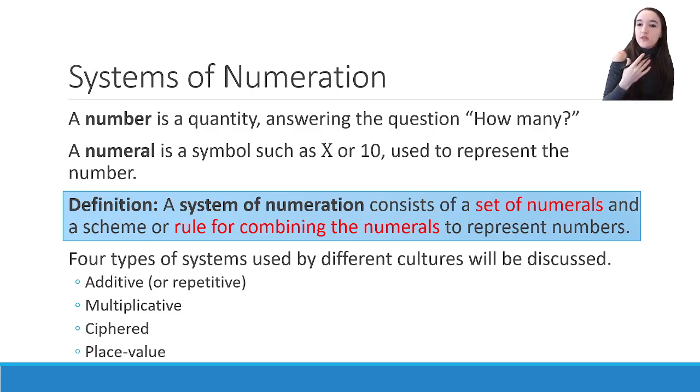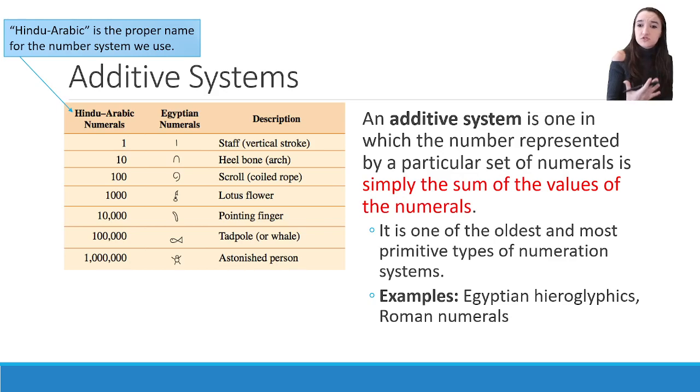So before we get into exploring the number system that we're used to, we're going to look at some historical number systems to compare it to. So first we will start with the additive systems. An additive system is one in which the number represented by a particular set of numerals is simply the sum of the values of those numerals. It's one of the oldest and most primitive types of numeration systems. It also happens to be essentially the simplest to translate from, but it can become very cumbersome when we're working with higher numbers. For example, we will look at Egyptian hieroglyphics and Roman numerals to represent these systems.